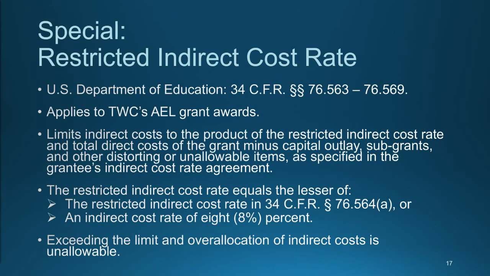the regulations go into the calculation of the two comparisons. So you're looking at the calculation at 34 CFR 76.564 paragraph (a), and you're comparing that to a rate of 8%. Whichever of those is lower is the restricted indirect cost rate, and that's the rate you would multiply against those modified total direct costs, roughly, of the grant award to determine the indirect cost rate.